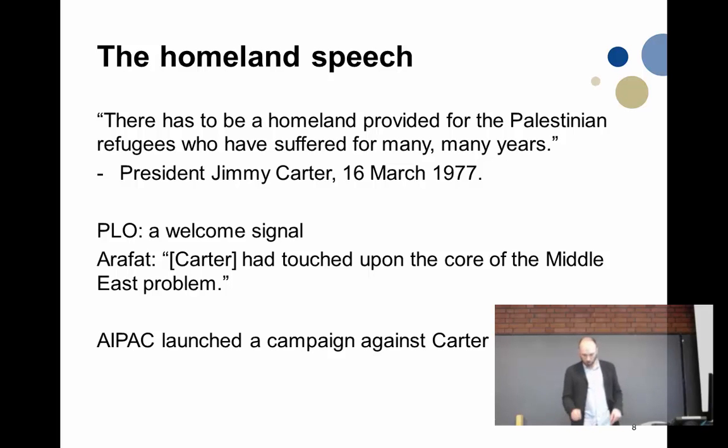Now, the Israel lobby, mainly represented by AIPAC, they launched a campaign against Carter because of the statement. And this is a very illustrating moment in Carter's presidency, because by making this statement, the PLO particularly, but the Arab states also in general, they really liked this new US trend. But the Israelis and much of the US public thought this was horrible. So here is the conundrum. How do you negotiate in a situation where everything you do that pleases one part really upsets the other?